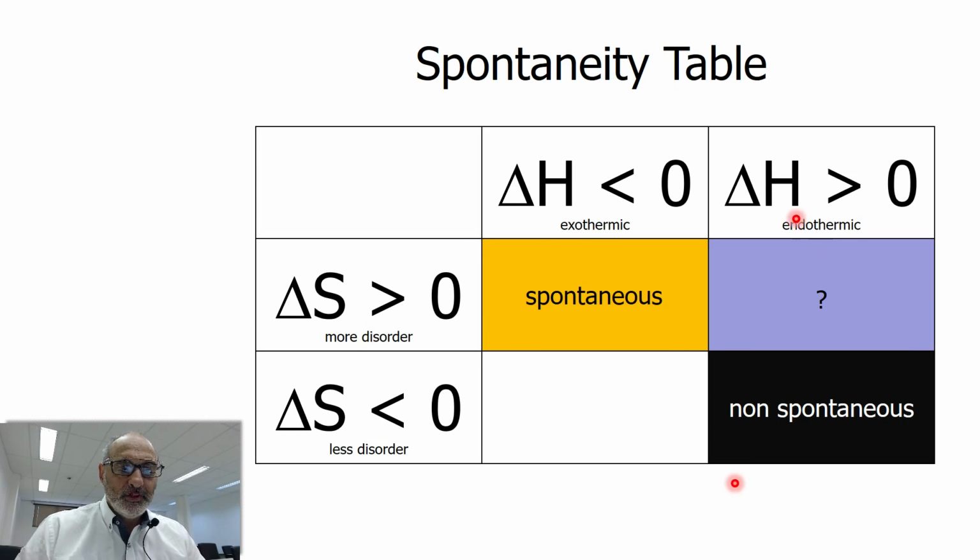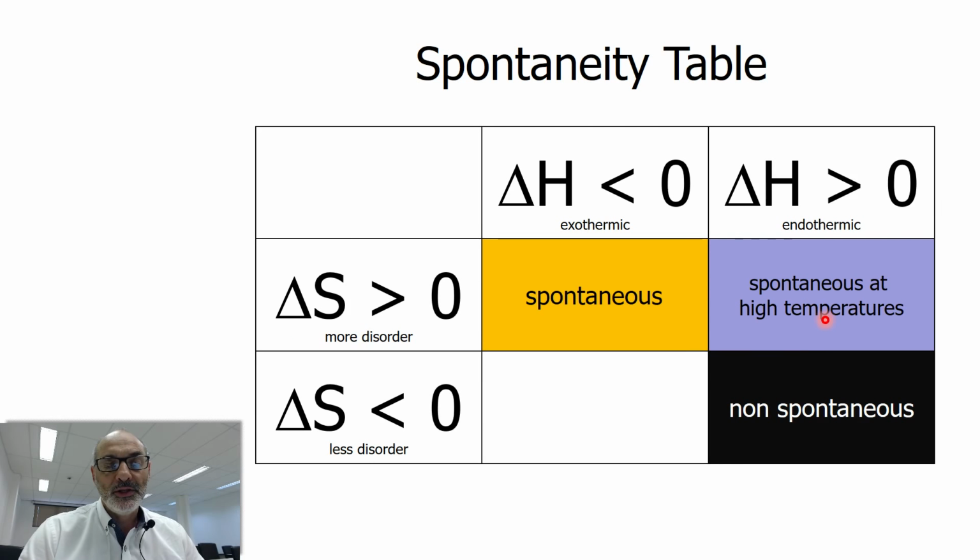This one, the process is endothermic, it absorbs energy, and you have more disorder. So in this case, we have already seen it's spontaneous at high temperature. We're going to make the calculation, but it's like nitrogen reacting with oxygen, giving NO or NO2. So it's spontaneous at high temperature.